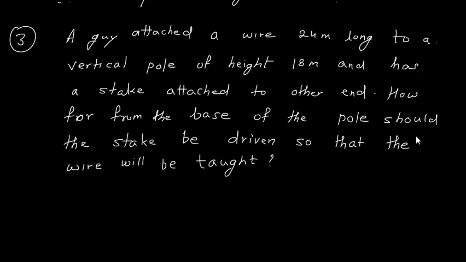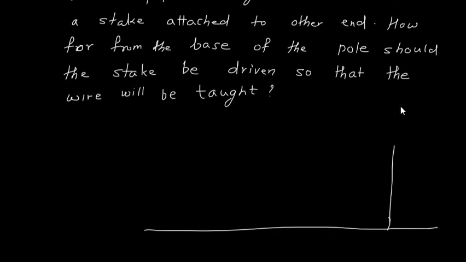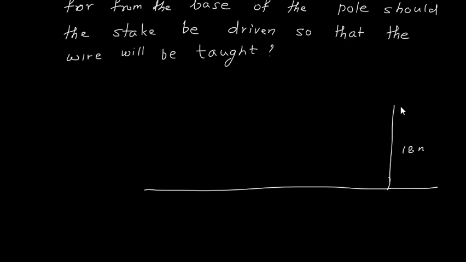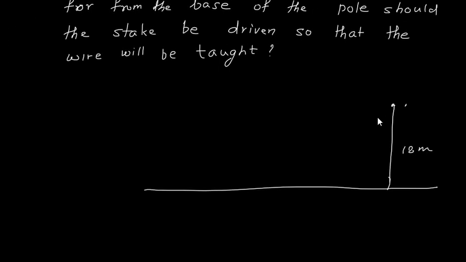Okay, so this question is similar to the previous one. Now let me first draw the pole. This is my pole and this is the ground. So this height of pole is 18 meter. Now there is a 24 meter wire, attached at this point A, and the other end of the wire is attached to some stack, and that stack I am moving along the ground so that this wire will be taut. Taut means there is no slack in the wire.